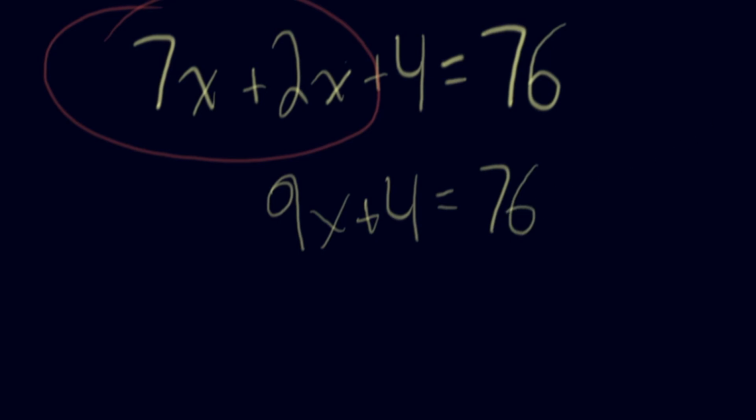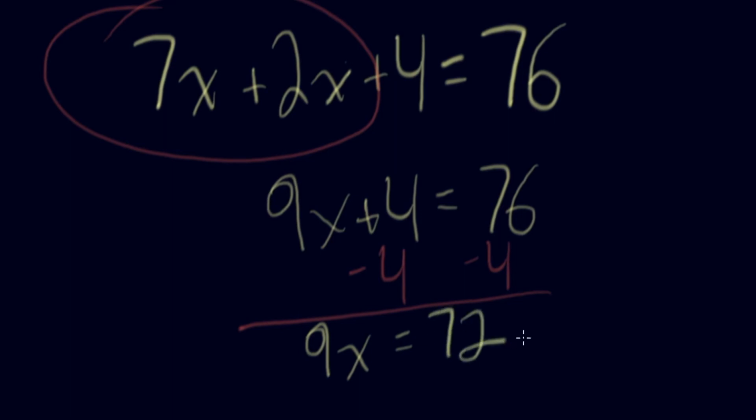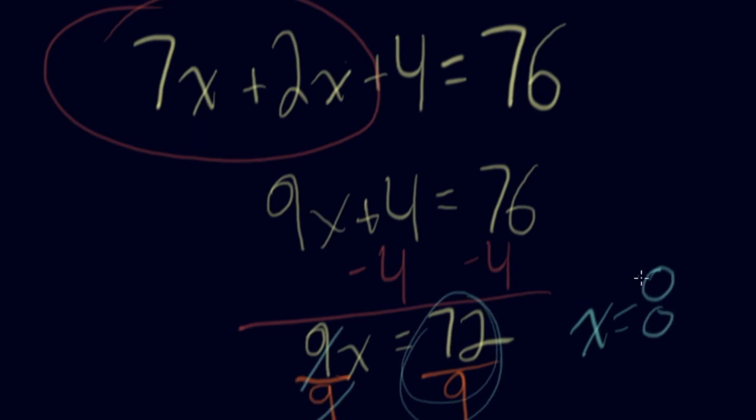So I'm going to subtract 4 from both sides. And now what I'm going to have is 9x being equal to 72. How do I get rid of that 9? I divide it by 9 and divide it by 9. So x will equal, let's see, I think that's going to be 8. Because those got eliminated. This becomes 8. So there we go. Some different examples of solving multi-step equations.